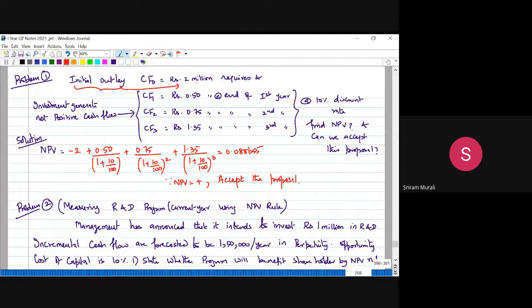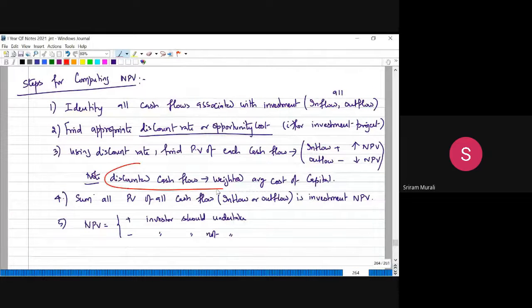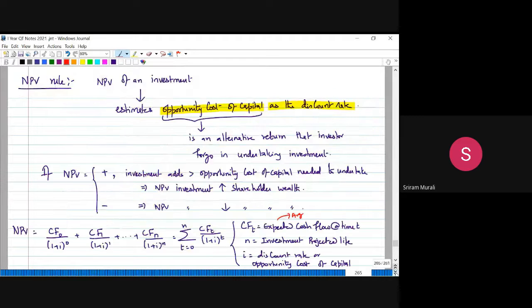Yes, sir. This is my capital investment. Every year I am getting return on investment: 0.50 in the first year, 0.75 in the second year, 1.35 in the third year. We are computing the weighted cash flow average. That is my net present value or discounted rate. This is what I said here. Discounted cash flow is said to be weighted average cost of capital. This is what we are trying to compute here.